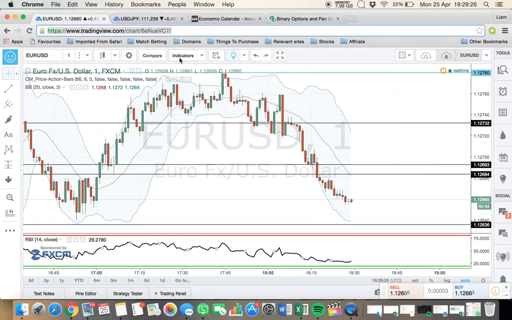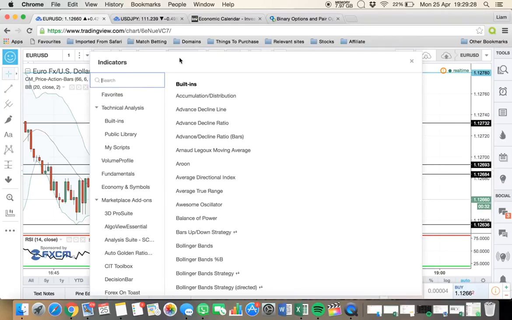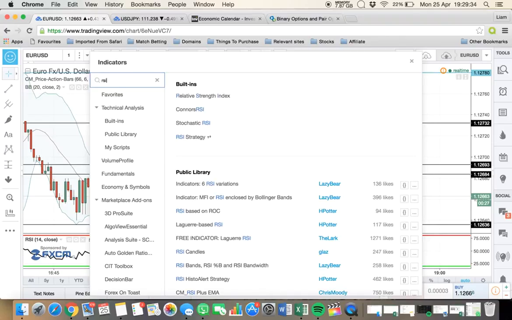So the way to add the indicators on, you just go onto indicators. You want built-in indicators, and then you just search for RSI, Relative Strength Index. Click on that, and that will put it there. And just leave the settings as they are. You don't need to change any of that.